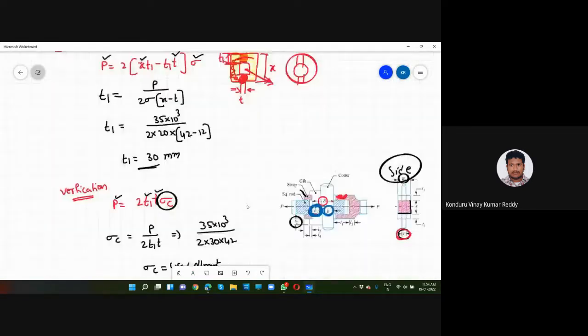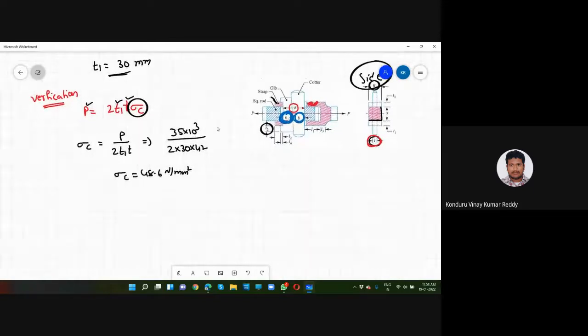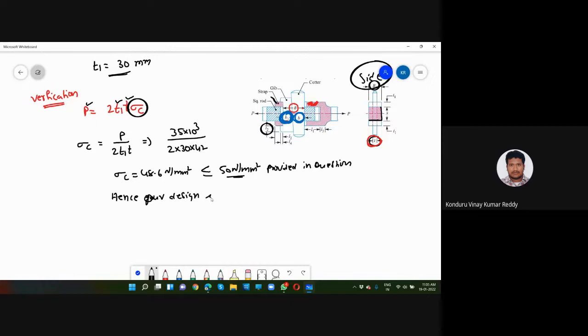In some cases you may not get that, don't worry about that, just leave it there and proceed with your answer. Anyway, it is less than 15 Newton per millimeter square, which is provided in the question. Hence, our design is safe. Verification is completed.